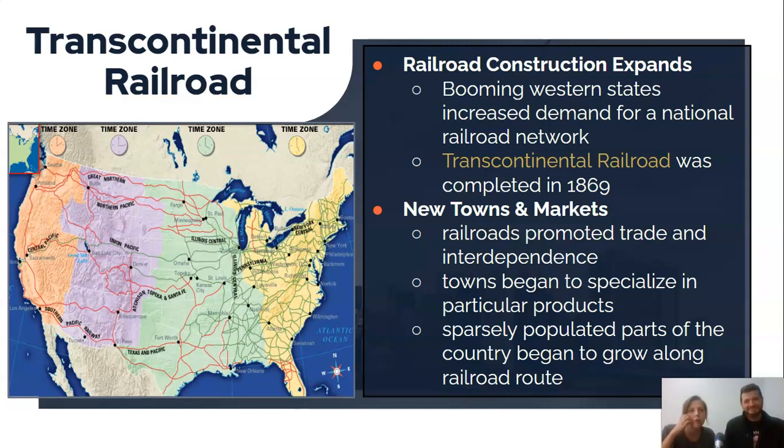So railroads are going to get things to the western states, and it's going to increase demand for a national railroad network. We're going to see the construction of the Transcontinental Railroad. It's going to be completed in 1869 in Utah is the meeting point with the Golden Spike. I'm sure you heard that in elementary school. It's a big deal. Promontory Point.